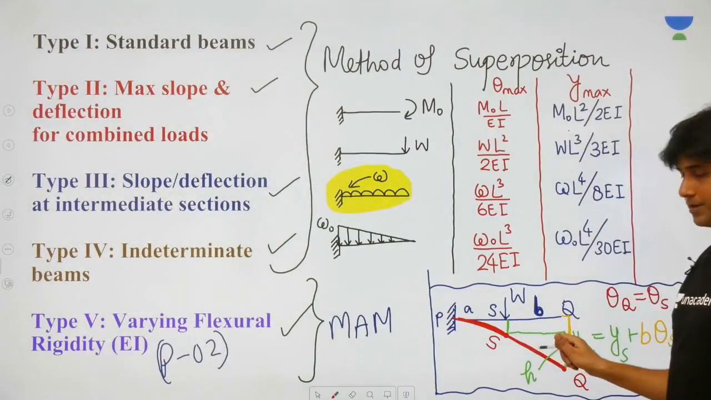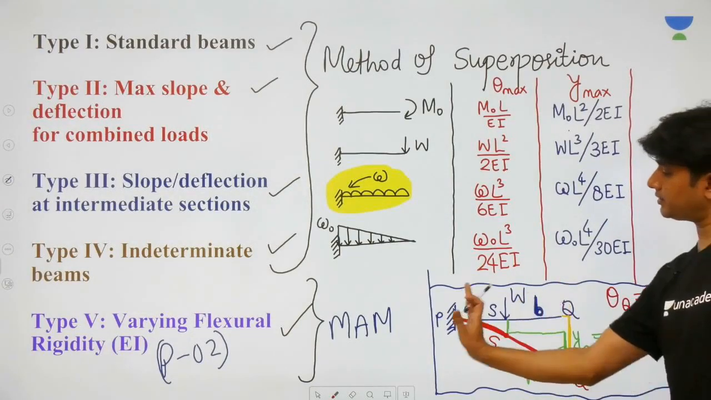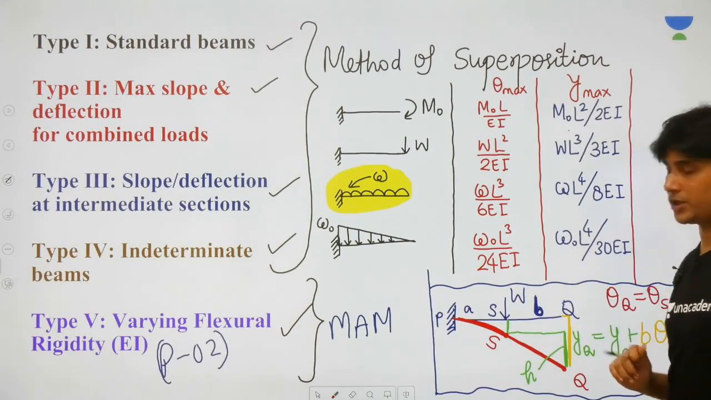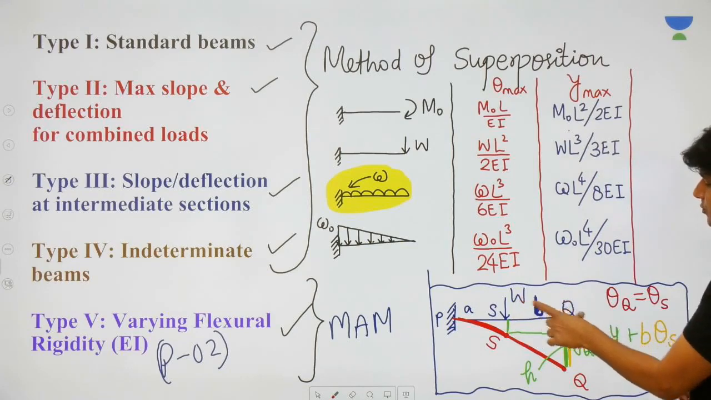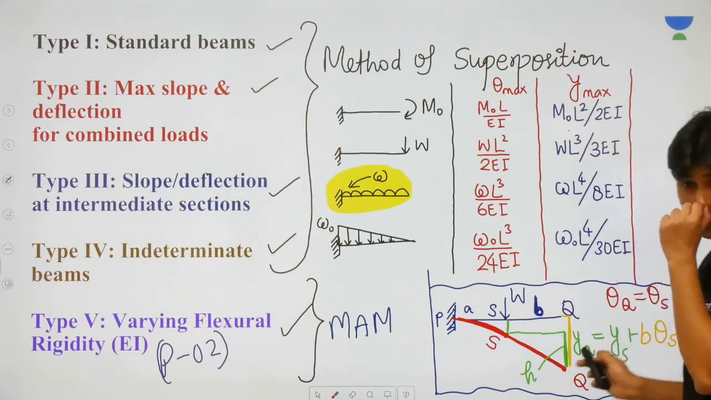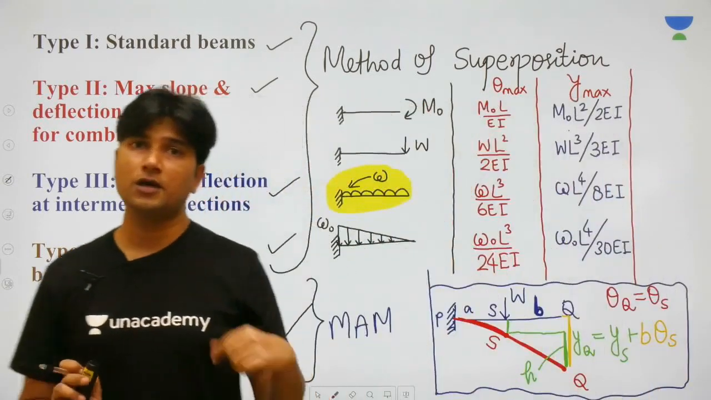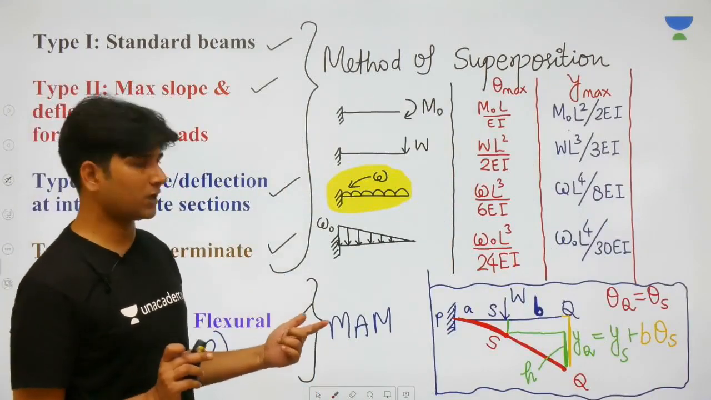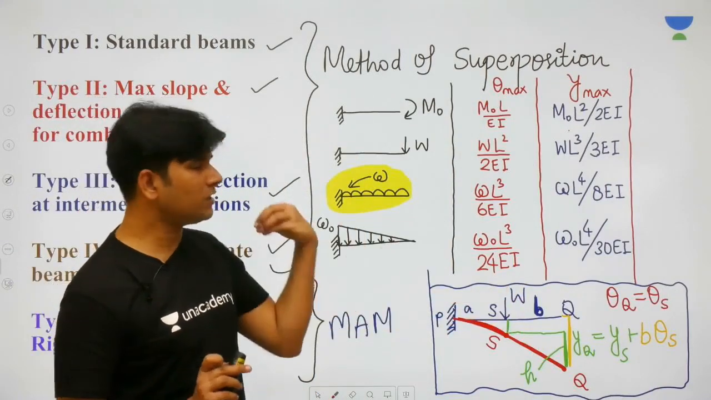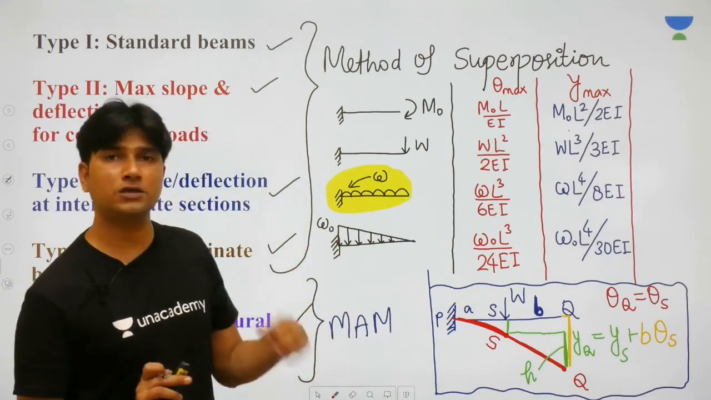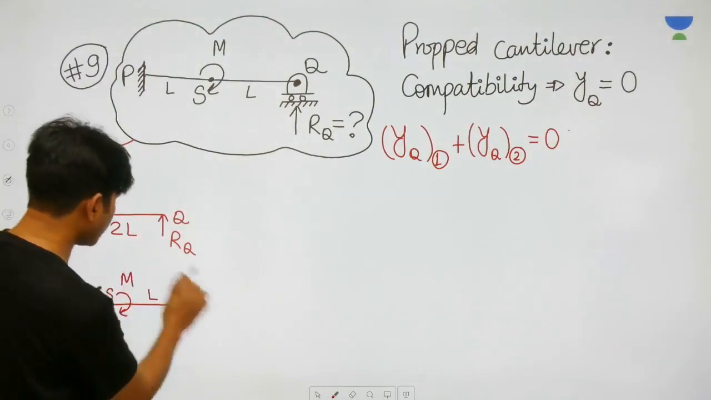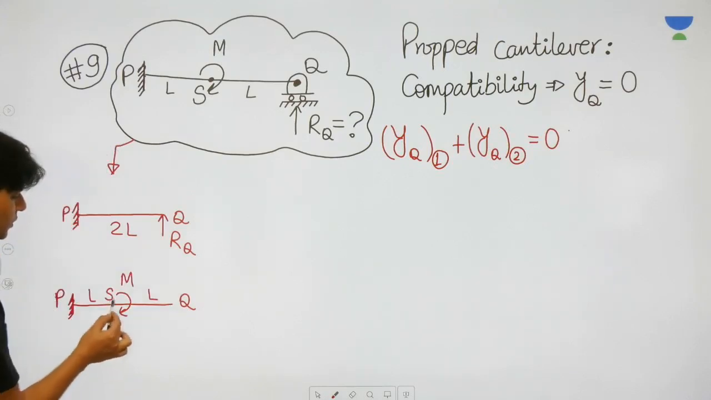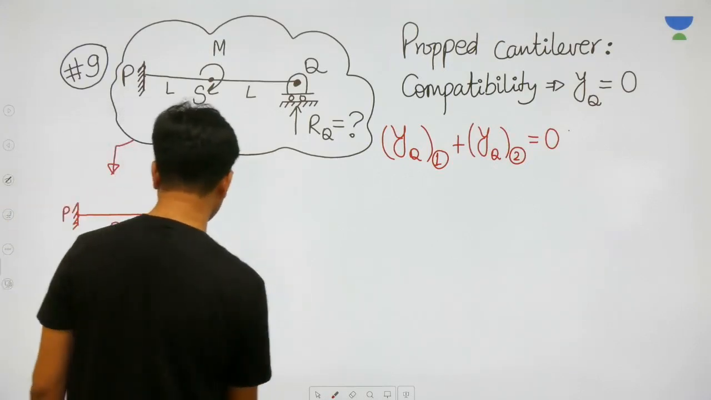This one: if a certain length is loaded and the remaining length is unloaded, then you can write YQ is equal to YS plus B theta S. This is something that you must practice, because after 2-3 problems it will be permanently embedded. It will become a default thing. It will automatically click where you have to use this. So for this one, you can write YQ is equal to YS plus B theta S, and B is nothing but L.